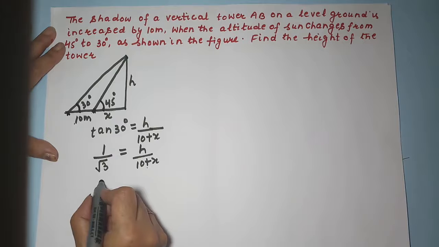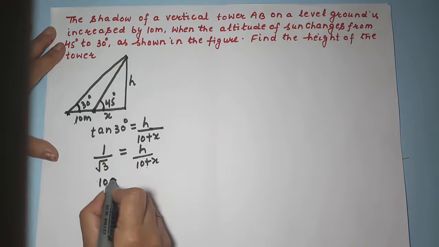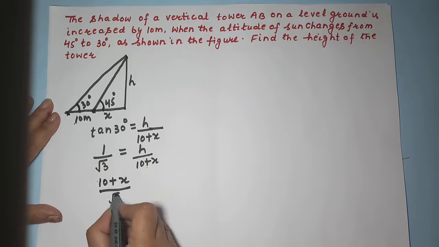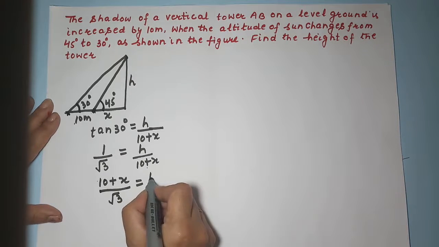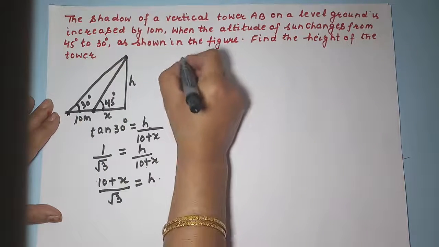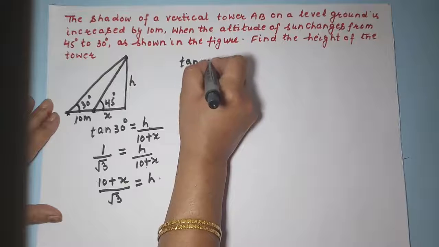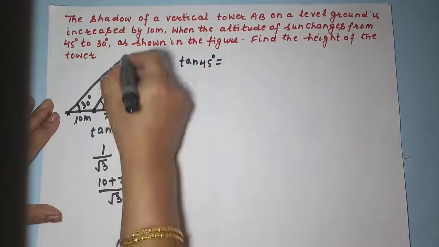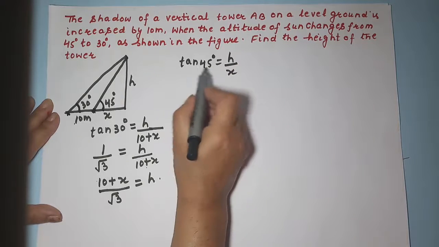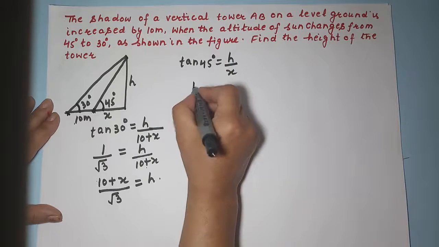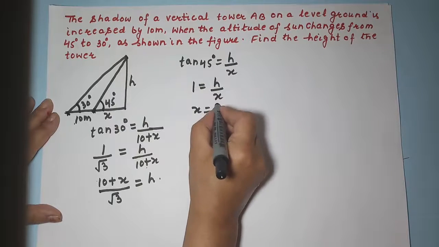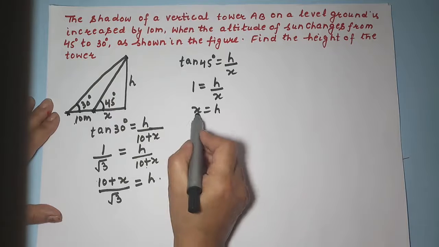So if I cross multiply, I'll get (10 plus x) upon root 3 is equal to h, fine? Okay, let me use another triangle. In that I have tan 45 degrees is equal to opposite upon adjacent, h upon x. But I know that the value of tan 45 is 1. So 1 is equal to h upon x, cross multiply, x is equal to h. So you got the value of x as h.